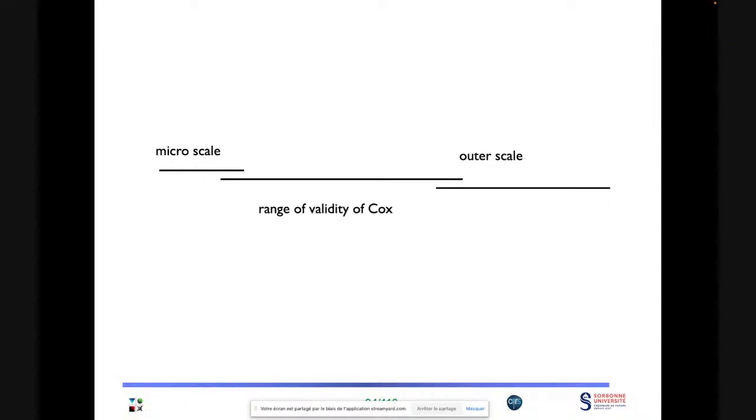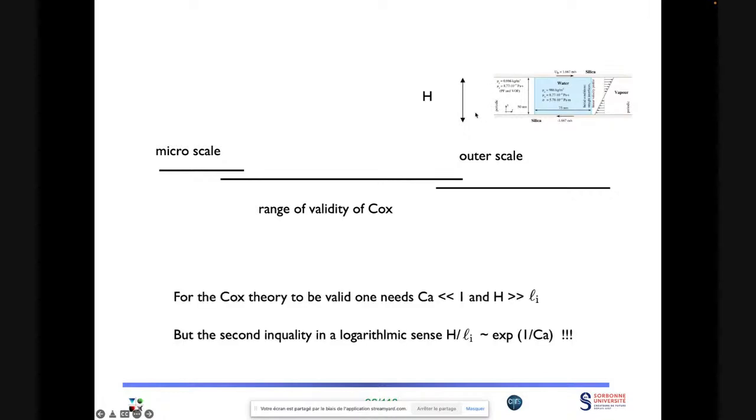So what does it teach us? There is a region where Cox has a range of validity, between a micro scale and an outer scale. The outer scale, for example in the shear droplet, is the thickness of this slab obtained by the MD. For the Cox theory to be valid, we need the capillary number Ca to be much less than 1, and the outer scale H to be much larger than the inner scale L sub I. But the second inequality has to be understood in a logarithmic sense. So in fact, H over Li has to be exponentially large, as 1 over Ca.